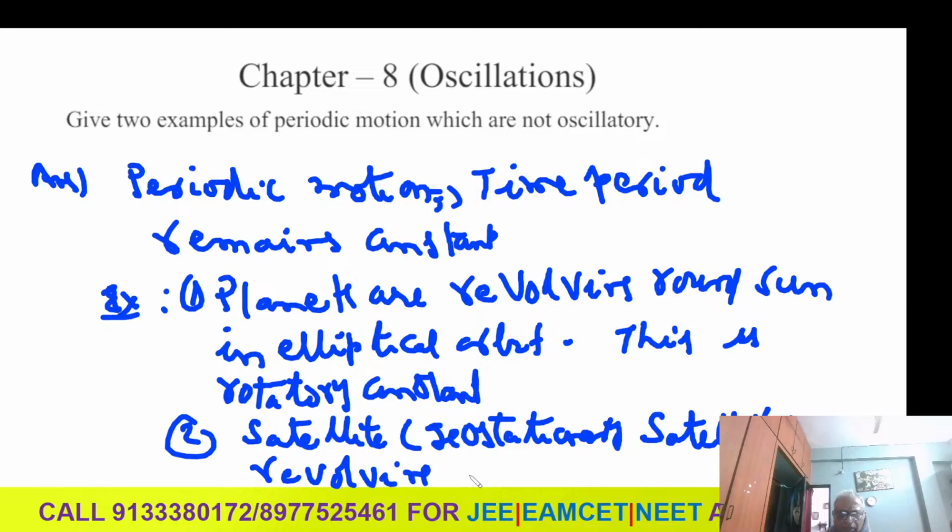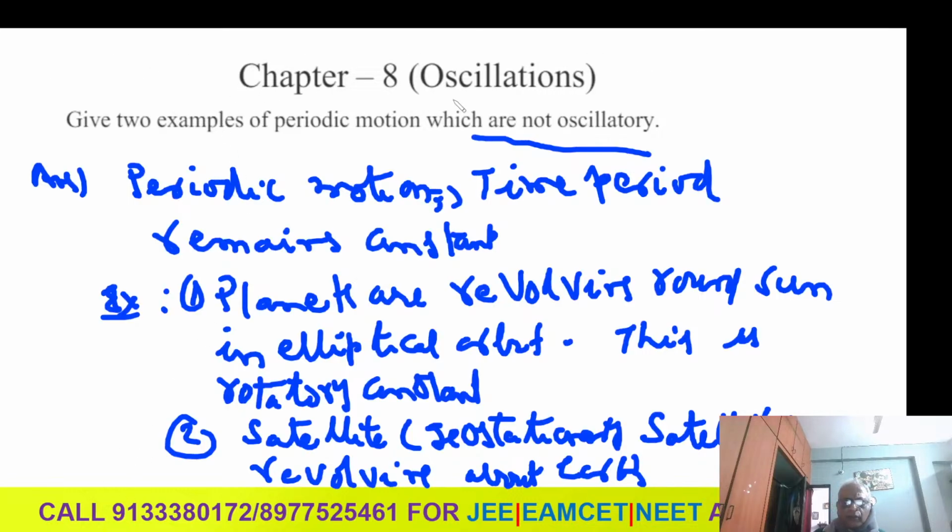A satellite revolving about a planet, revolving about the Earth, is not oscillatory motion. Oscillatory means to and fro motion, and this is not to and fro motion at all. Even the revolution of electrons around the nucleus you can write. I wrote physics examples only. If you want a chemistry example, revolution of electrons in the orbit. So they are not oscillatory. This is the example.